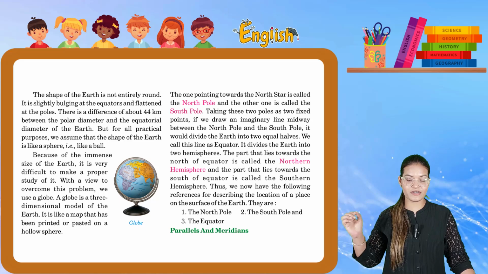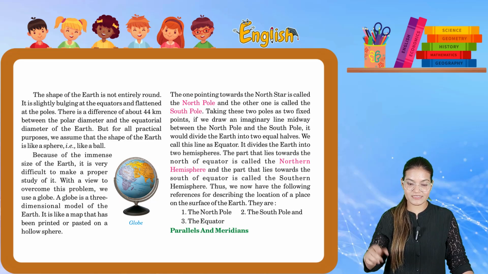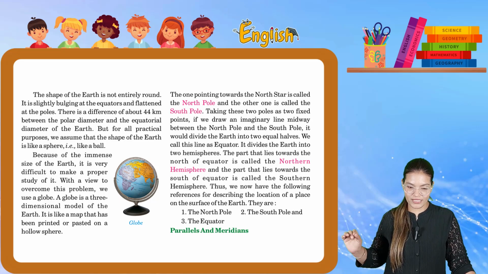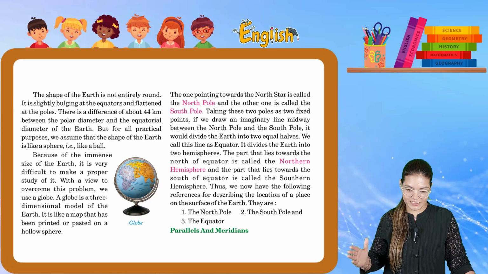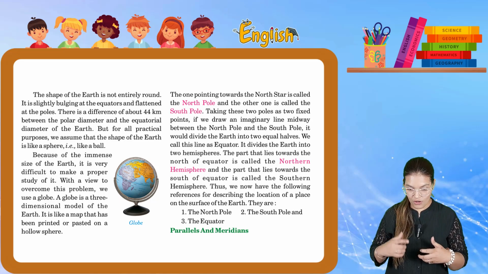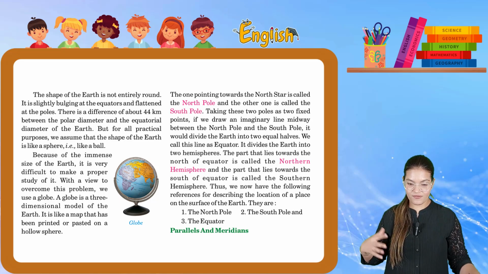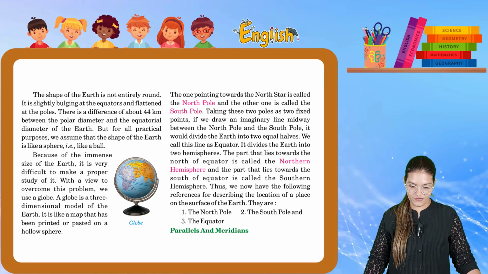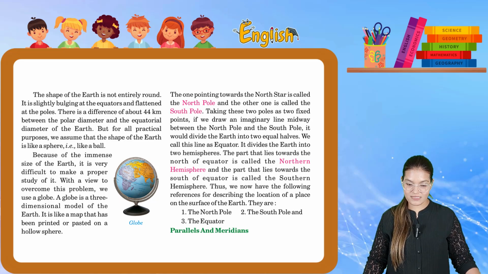The shape of the earth is not entirely round. It is slightly bulging at the equator and flattened at the poles. There is a difference of about 44 kilometers between the polar diameter and the equatorial diameter of the earth. But for all practical purposes, we assume that the shape of the earth is like a sphere, like a ball.